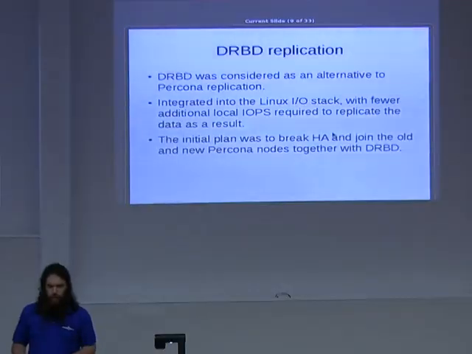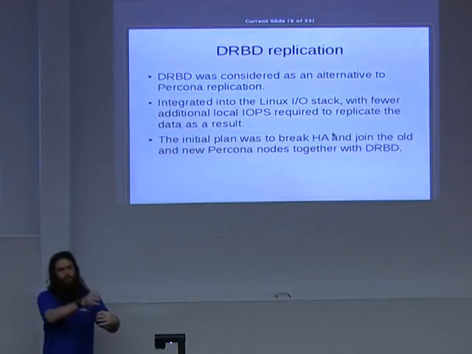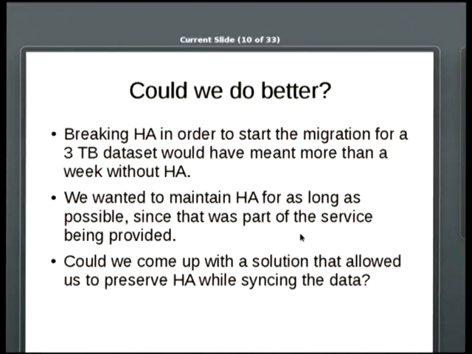And so the initial plan we came up with was, we have a pair of HA nodes in the cluster. Let's break that DRBD link and then form a new DRBD link between the node running Percona and the new Percona master to migrate the data, which would have worked. But the issue with doing that is with a 3 terabyte data set, the initial sync for your data takes quite a long time.